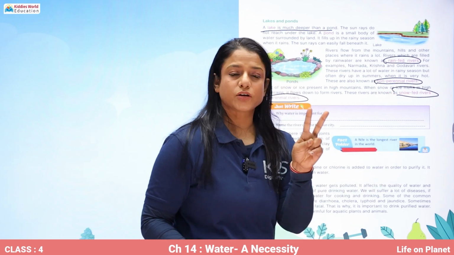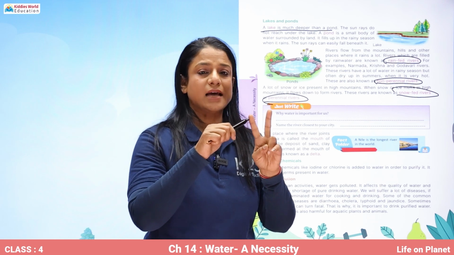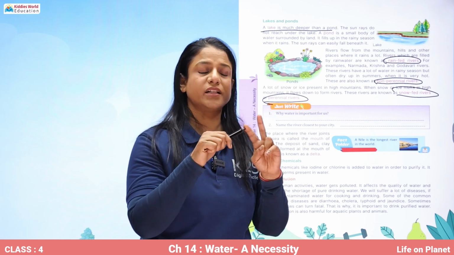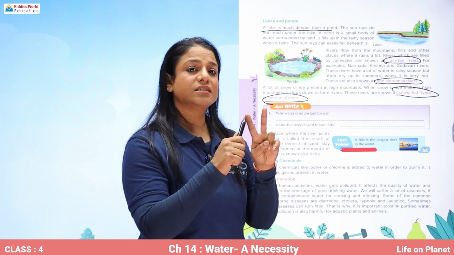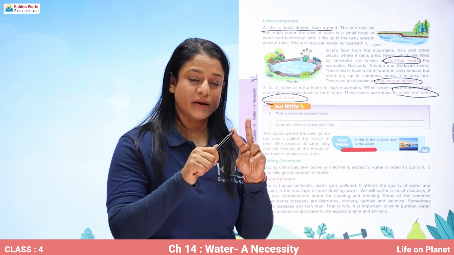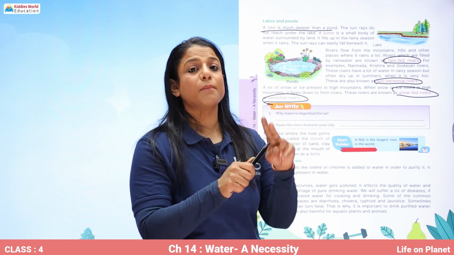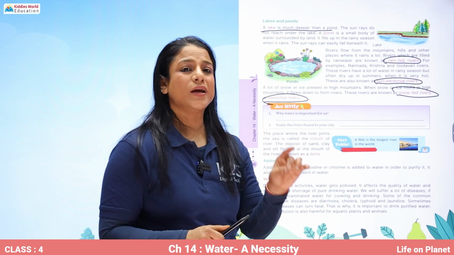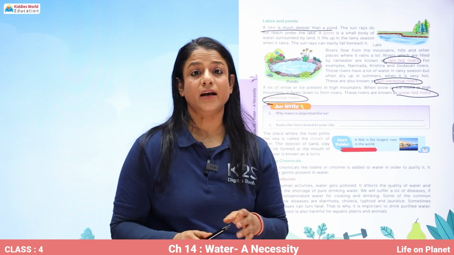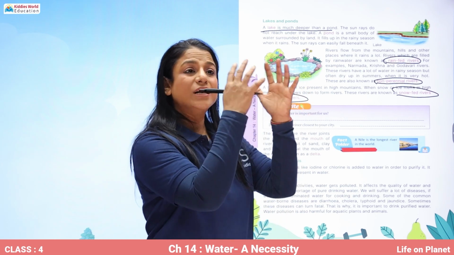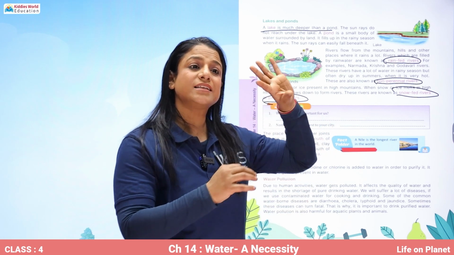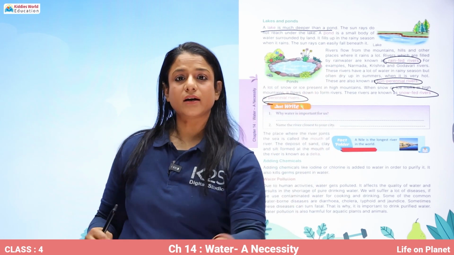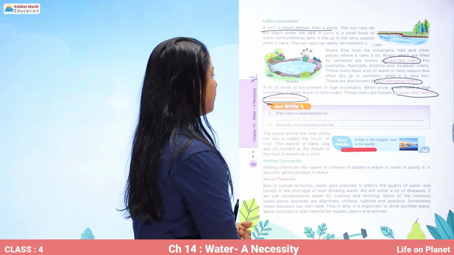So there are two types of rivers: non-perennial, that means which are fed by rain, which fill when rain comes. So these are rain-fed rivers or non-perennial rivers. Then there are perennial rivers which are filled when the snow or the glaciers on the mountains melt and the water then flows down in the rivers.